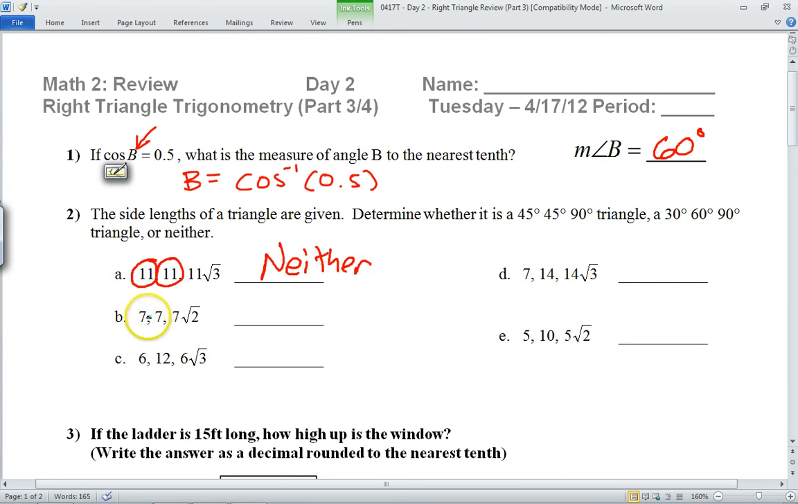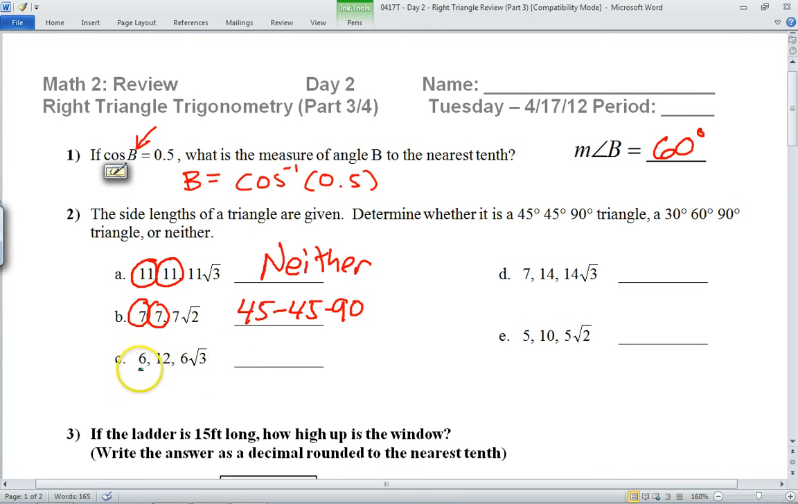Look at this one. Again, I have two sides that are the same, like a 45, 45, 90. And this time it does have the radical 2. So this will be a 45, 45, 90 triangle.